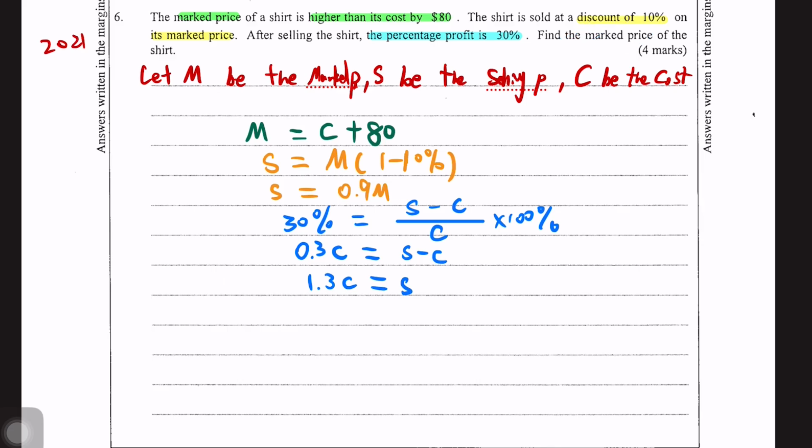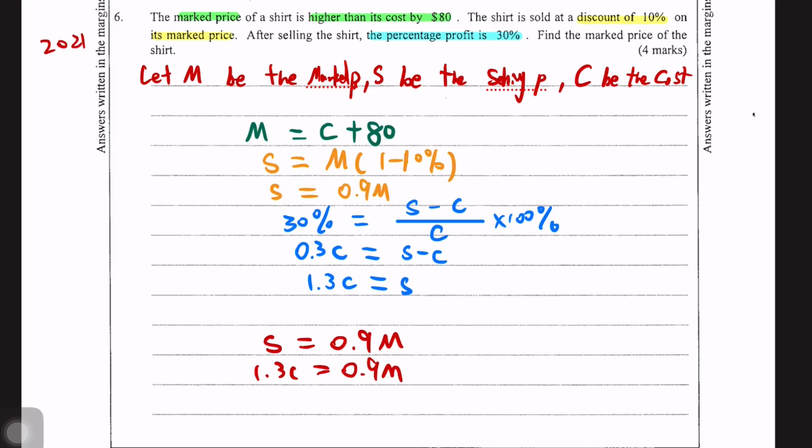So which formula has the mark price? You can just randomly pick one. Let's say we pick this one. Okay, so we have S equals 0.9 m. Then can S be something m? No, we only find this one, right? 1.3 c, but c can be something m, right? So we substitute the s with 1.3 c first.